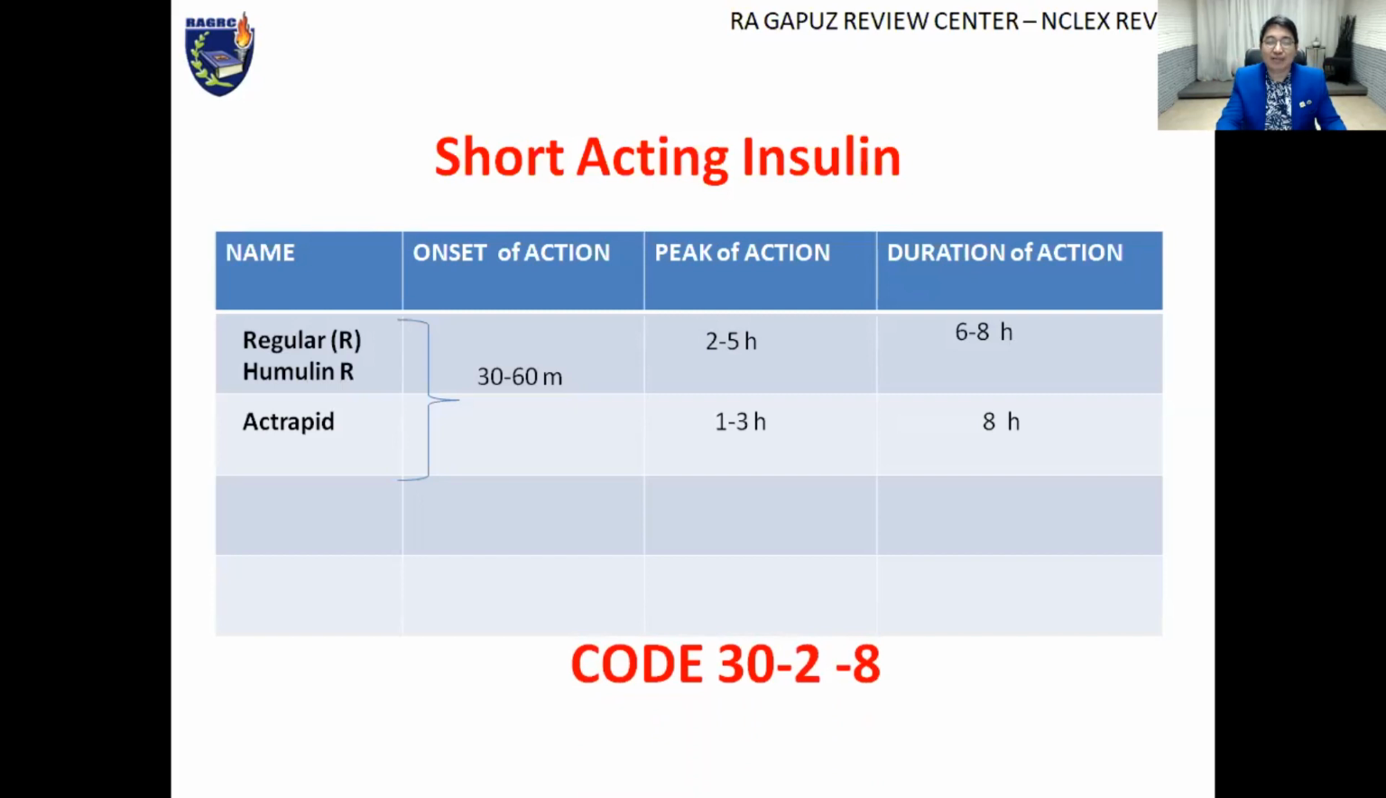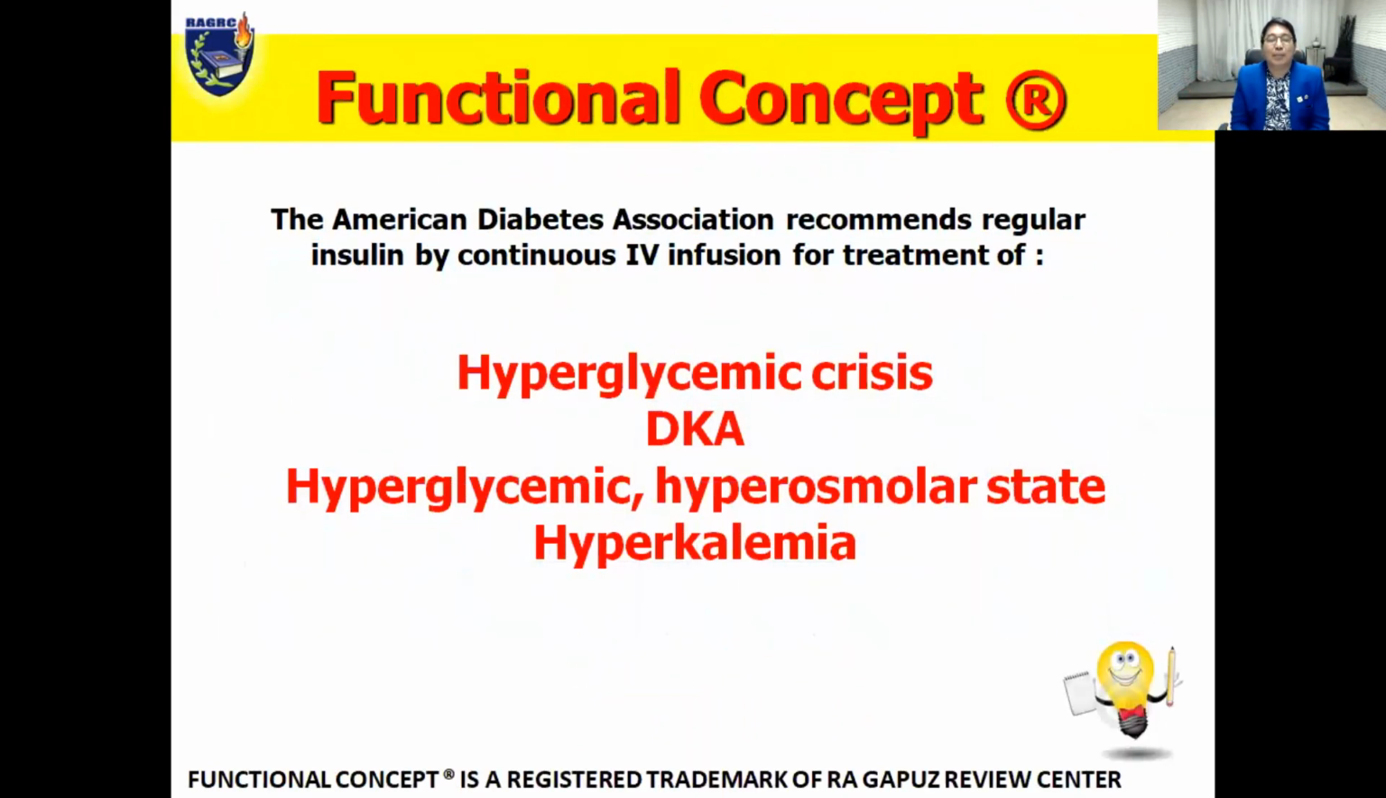So once again, for rapid-acting insulin, 1563. Close your eyes and remember, short-acting insulin, the code is 30-8. Now, the American Diabetes Association recommends regular insulin by continuous IV infusion for treatment of hyperglycemic crisis, diabetic ketoacidosis, hyperglycemic hyperosmolar state, and hyperkalemia.